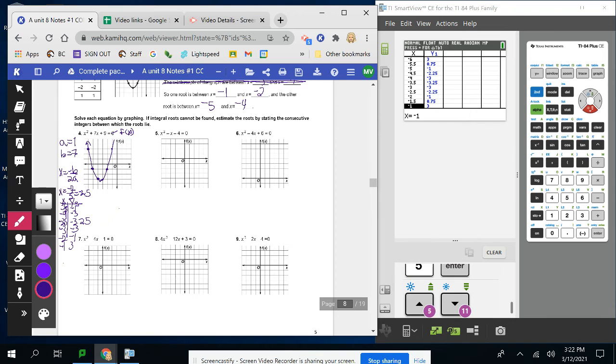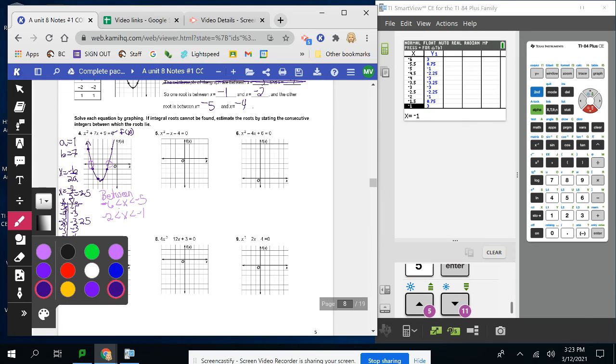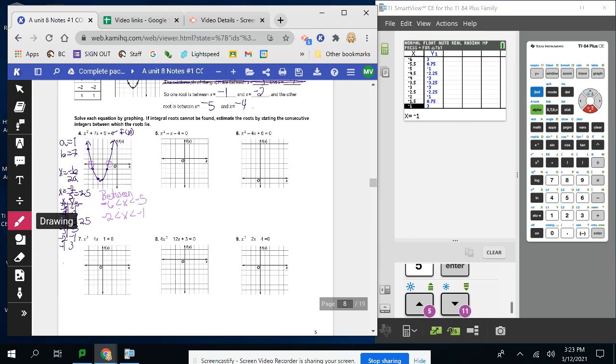And my roots, or my solutions, are here and here, which are not integral values. So my roots are between, so the first one is between negative 6 and negative 5. So x is in between negative 6 and negative 5. My second one is in between negative 2 and negative 1. So I want you to pause, and I want you to try 5 and 6, and then come back and check.